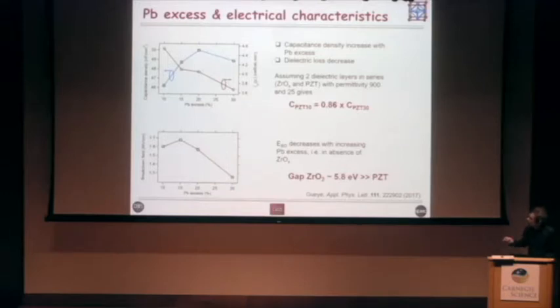The decrease in the breakdown field, what we suggest, to be confirmed, is that it's due to the band gap of ZrO2, which is about 5.8 eV. It's almost twice that of PZT. And so this creates a more efficient barrier to breakdown and therefore improves the performance. So we can see that there are contradictory tendencies here as you increase the excess, and technologists have to choose where the optimum value for the lead precursor is.